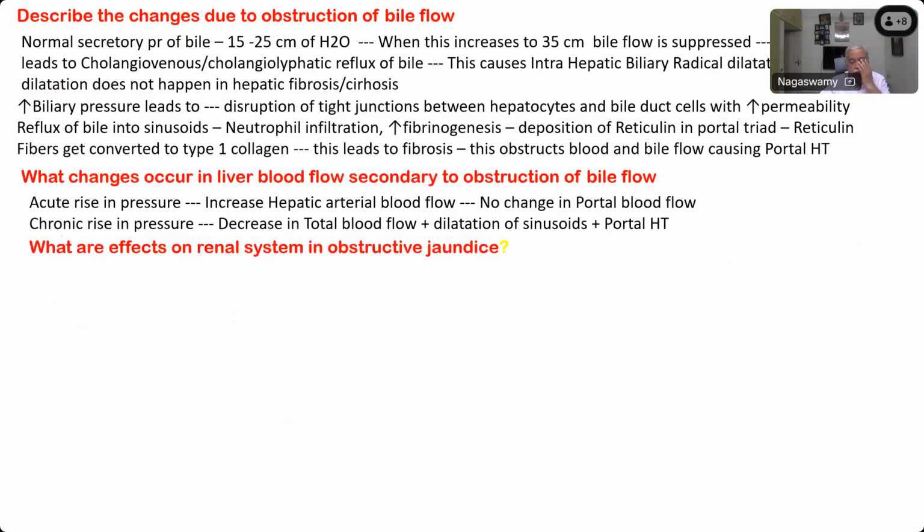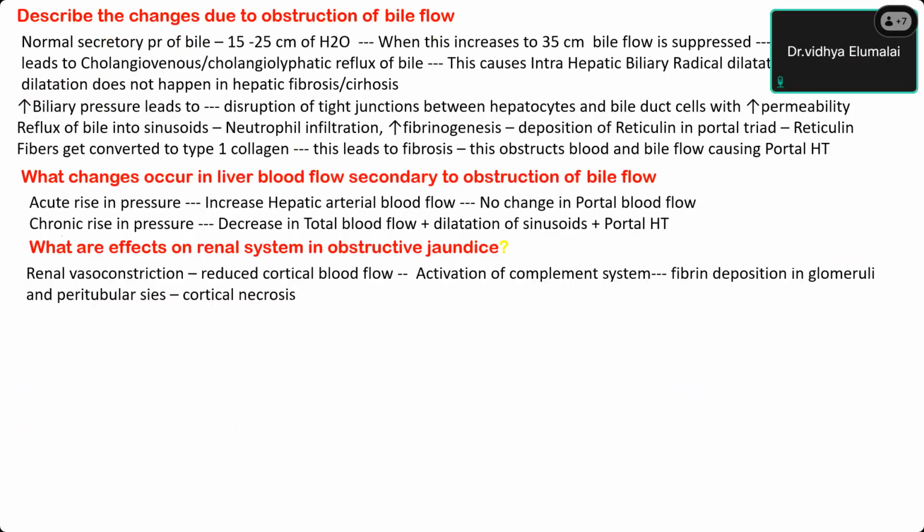What happens in cirrhosis of the liver? What is the renal effect of cirrhosis? Hepatorenal syndrome. So the same renal vasoconstriction can happen in obstructive jaundice also, which will reduce the cortical blood flow, and there will be activation of the complement system, which will cause fibrin deposition in the glomeruli and peritubular sites, and cortical necrosis can happen.